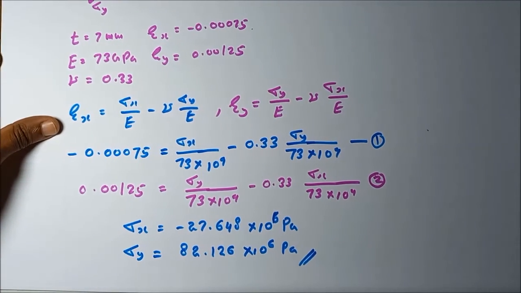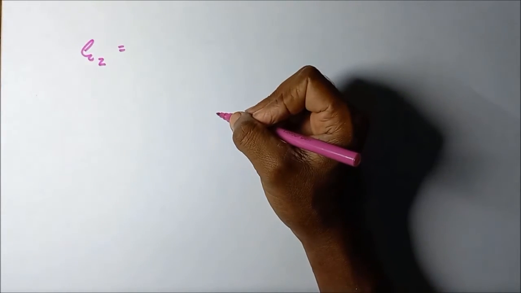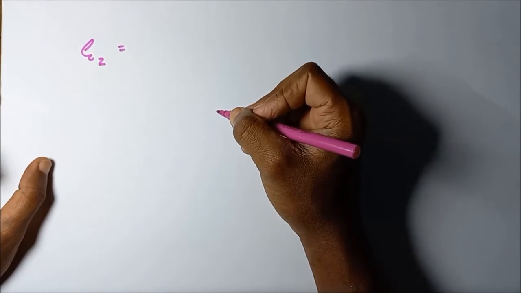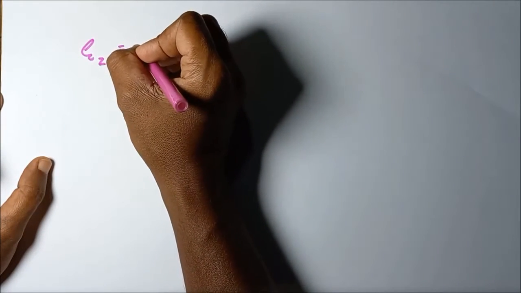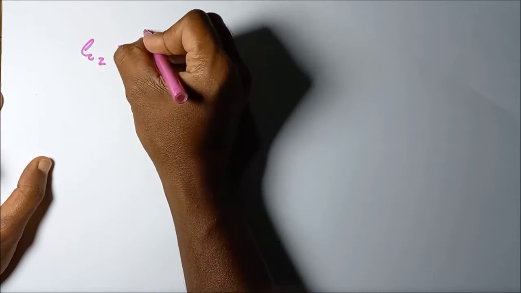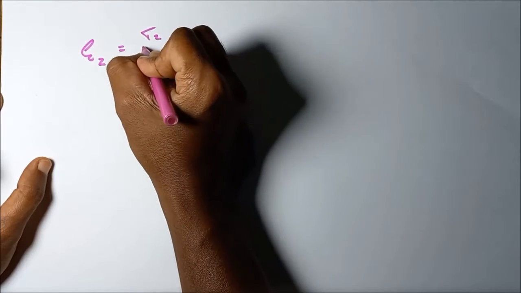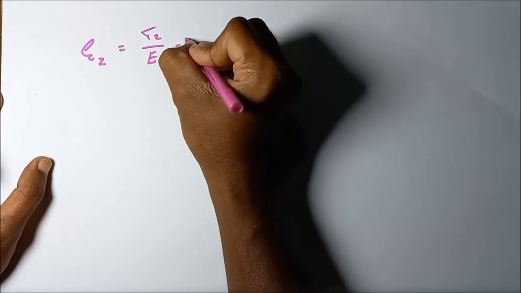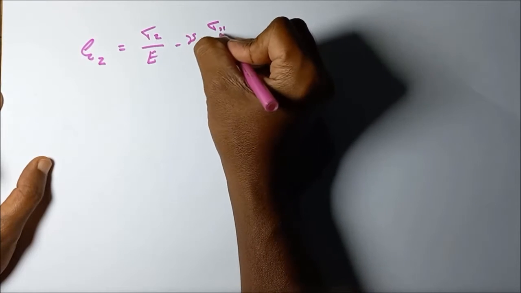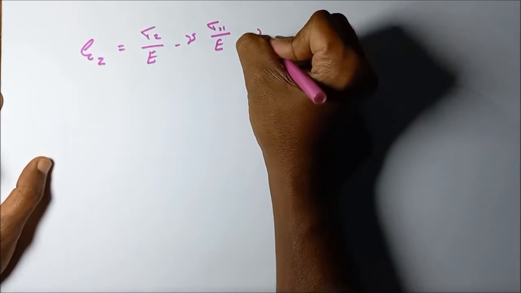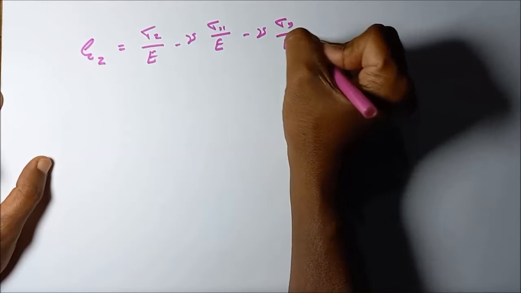Okay, let's see how to find strain in z direction. The strain in z direction is equal to, you know, in z direction there is no stress acting, but how do we find that one? Let me write the total equation: sigma z divided by E minus nu sigma x divided by E minus nu sigma y divided by E.